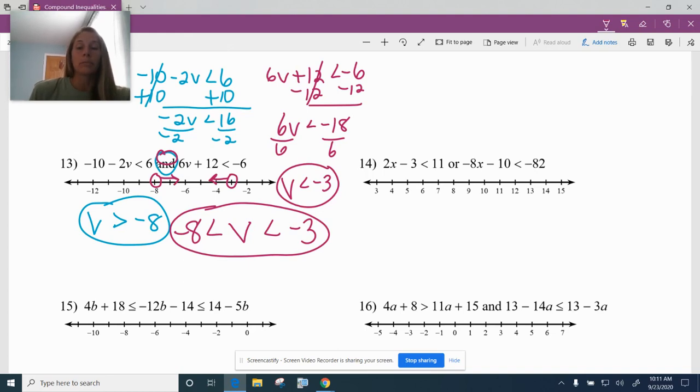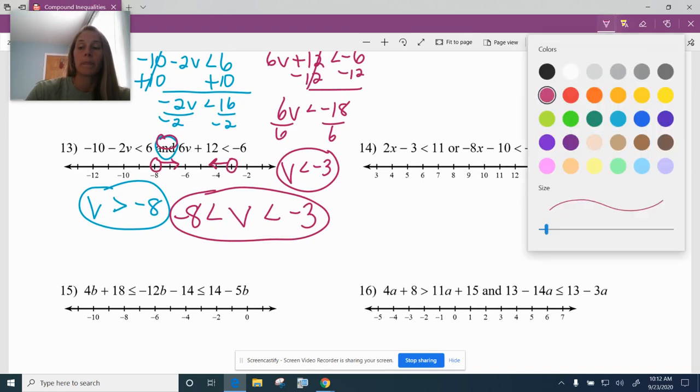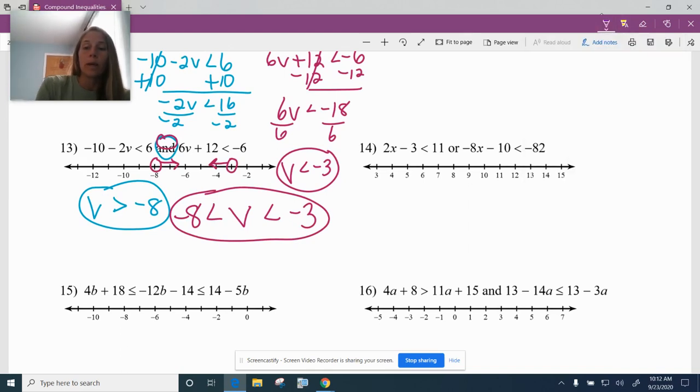Okay. Let's take a look at number 14. This is an OR problem, so we're doing 2 separate problems here. So 2x minus 3 is less than 11. Adding the 3, 2x is less than 14. Dividing by 2, x is less than 7.